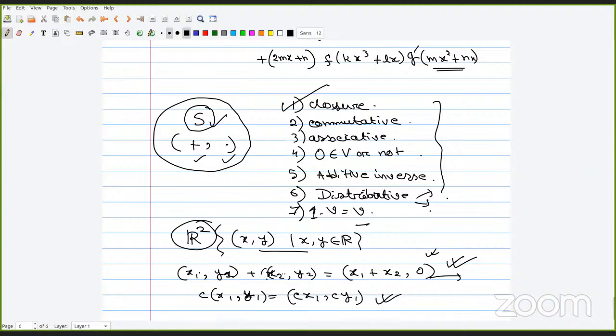Okay? Is it clear? So for (1, 1) and (2, 0), we have to exclude y1, y2. So that is also an addition. Yeah, that's fine. Now my second question is: is it commutative?